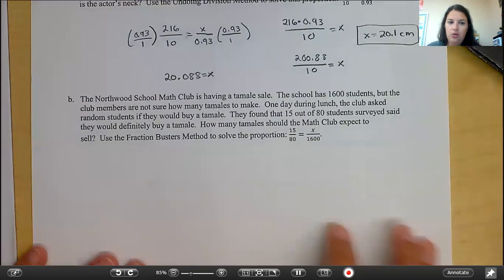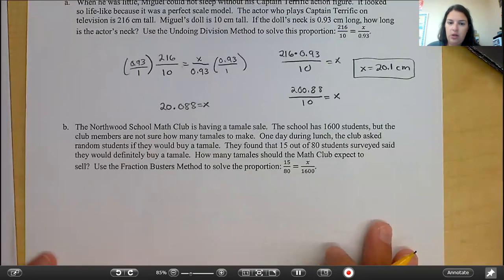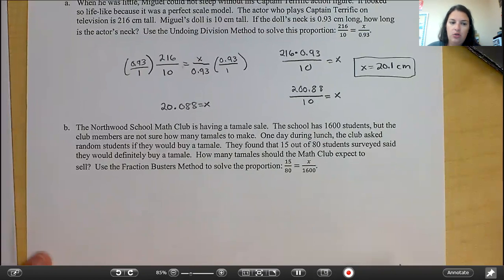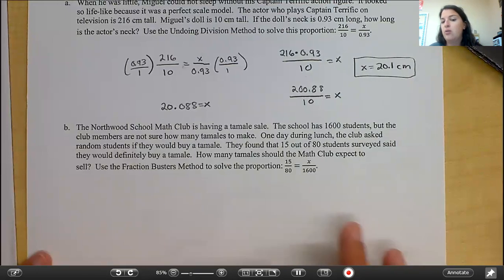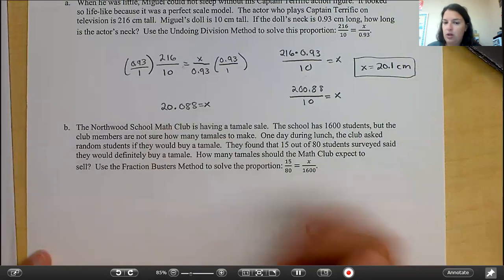B, the Northwood School Math Club is having a tamale sale. The school has 1,600 students, but the club members are not sure how many tamales to make. One day during lunch, the club asked random students if they would buy a tamale. They found out that 15 out of 80 students surveyed said they would definitely buy a tamale. How many tamales would the math club expect to sell? Use the fraction buster method to solve the proportion. 15 over 80 equals x over 1,600. So I'm going to copy it. Go ahead and pause the video and try.